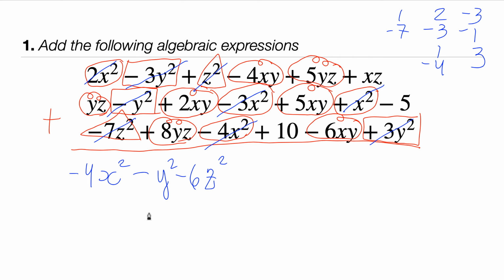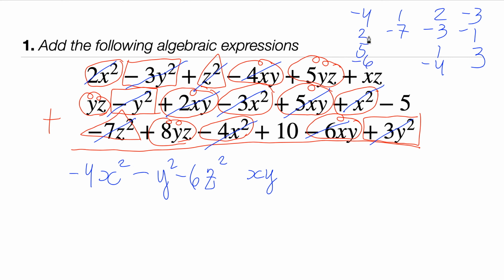Then let's combine first the x and y terms so that it will be systematic. The x and y terms are marked with a single loop. We have minus 4, single loop, single loop, single loop. Here we have plus 2, single loop. We have plus 5, and we have minus 6.